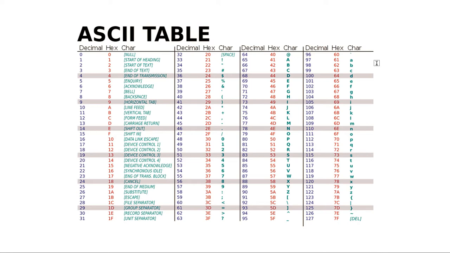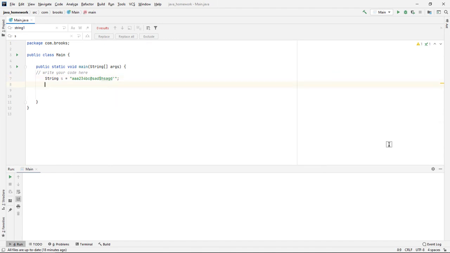So, if we are looking for non-alphanumeric characters, we want to check their decimal values and make sure they do not fall in these ranges, 48 to 57, 65 to 90, or 97 to 122. Anything that is not in that range will be a non-alphanumeric character. So, how are we going to do that? I would think that first we should iterate through the string with a simple for statement.